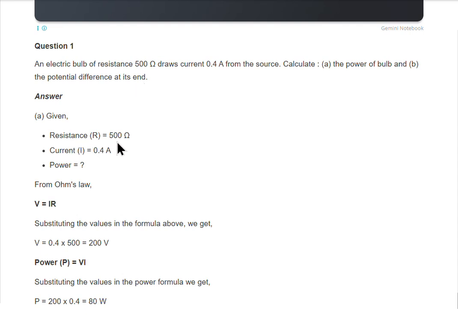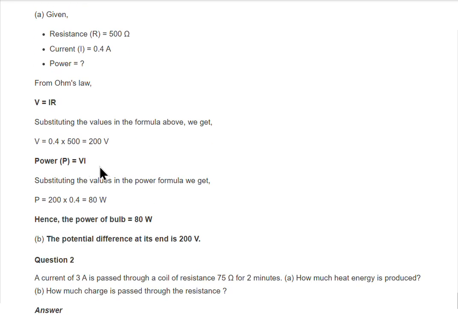The resistance is given as 500 ohm and the current as 0.4 ampere, and we need to find the power. By Ohm's law, V equals IR. Substituting the values, we get 0.4 times 500, that is 200 volt. Then the power formula is P equals VI. V is 200, I is 0.4, so 200 times 0.4 is 80 watt. So power is 80 watt and the potential difference at its ends is 200 volt.